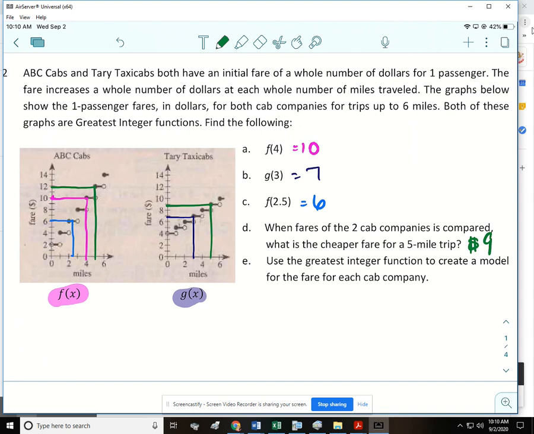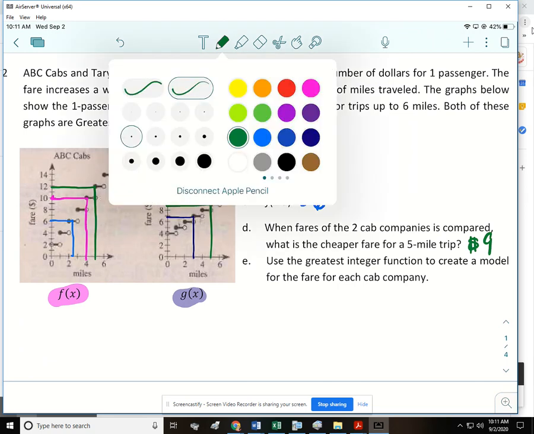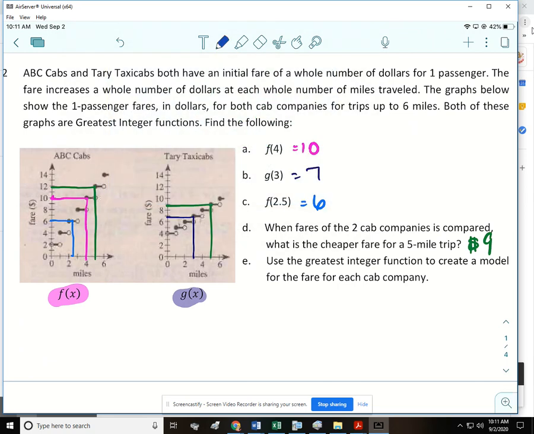All right, and then for E, we're going to use the greatest integer function to create a model for each of these. All right, so let's start with F. Now what we need is the slope and the y-intercept of it to find this. Now, I know it's been a while since you thought about that, but the y-intercept on the f function is going to be 2. So where it touches the y-axis, even though there's a hole there, it's fine. That's going to be 2.